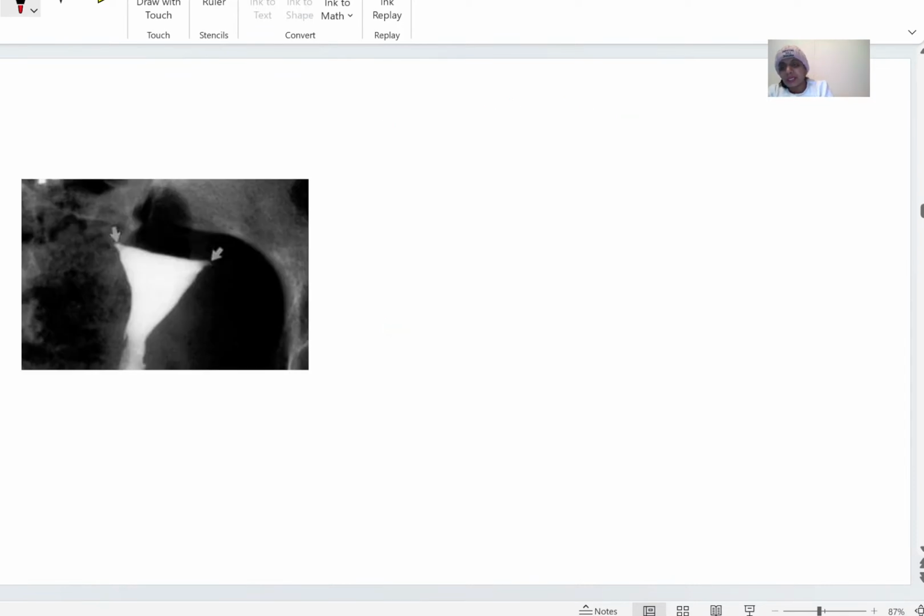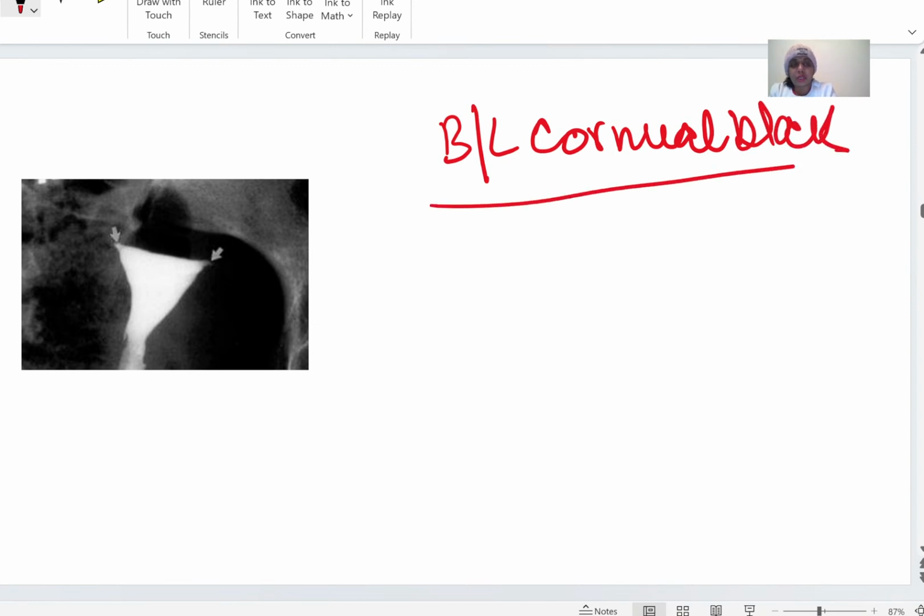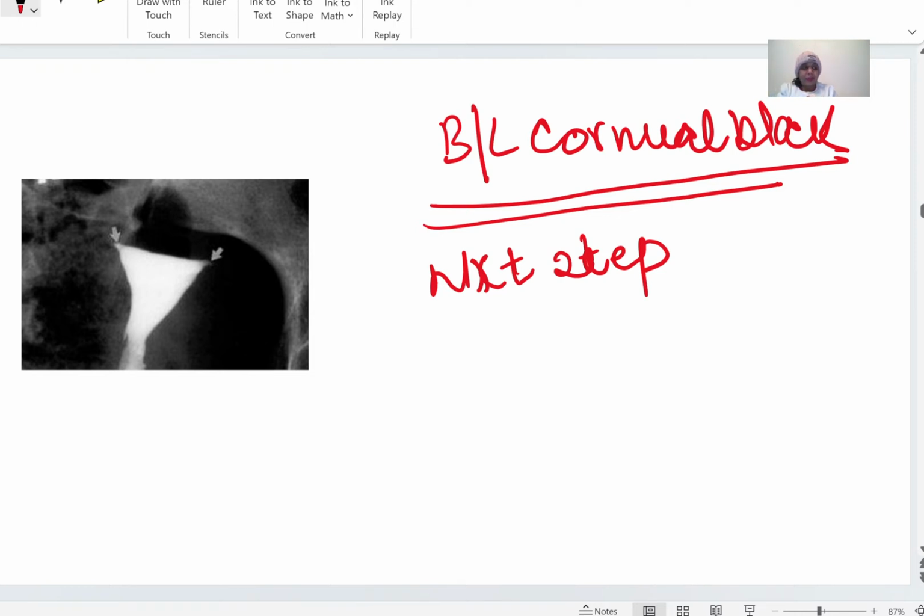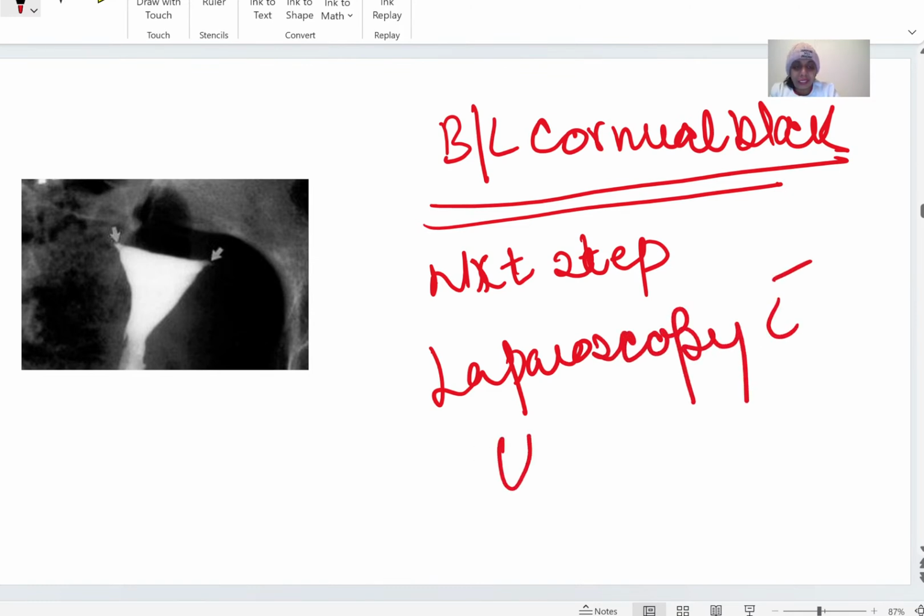Good. What is this image showing? Bilateral cornual block. If on the HSG you get bilateral cornual block, what is the next step? Come on, everybody. What is the next step? Laparoscopy with chromopertubation, because physiological spasm may also be occurring. Okay.